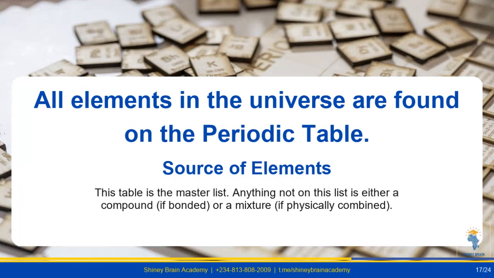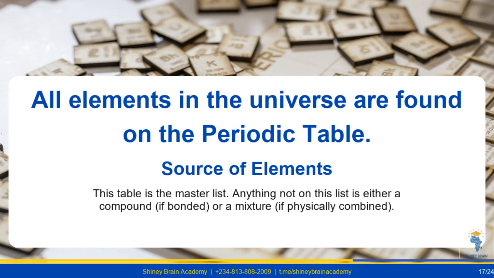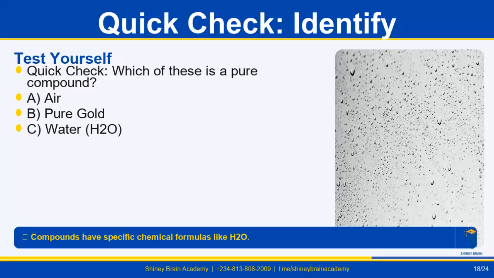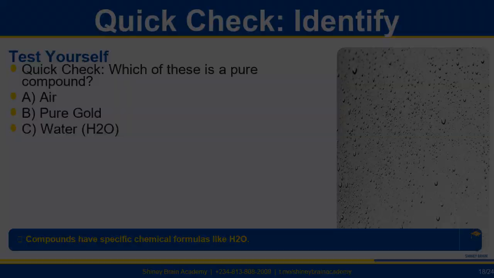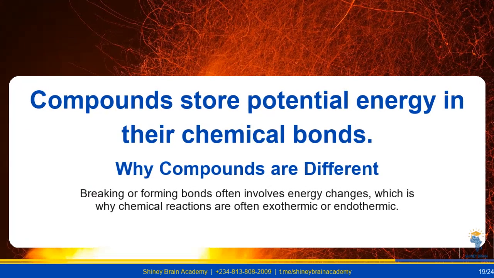When in doubt, check the periodic table. If the name isn't there, it's either a compound made of multiple elements or a mixture of different things. Think about it: air is a mixture, gold is an element, and soil is a complex mixture. Water is the only compound in that list. Bonding takes energy and releases energy. That is why chemistry is so exciting. It's all about how these bonds hold our world together.